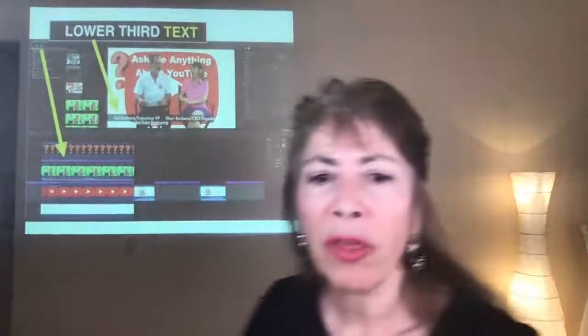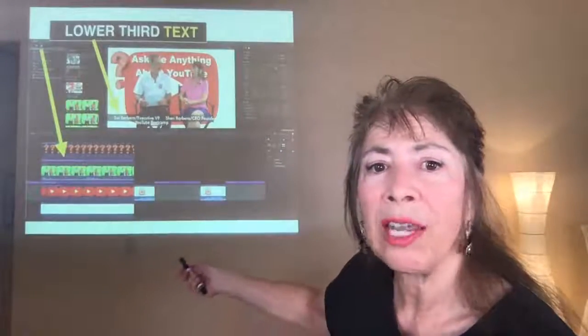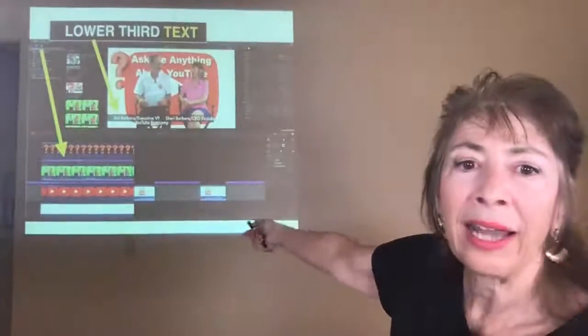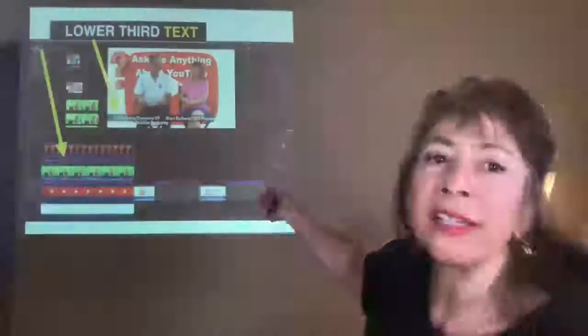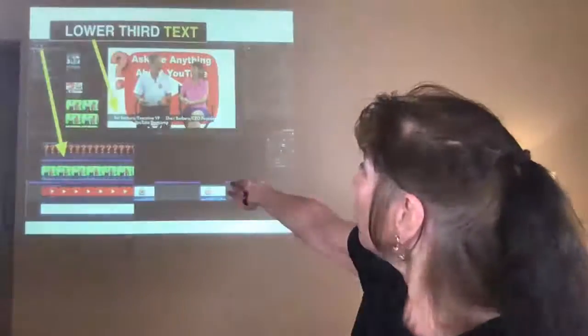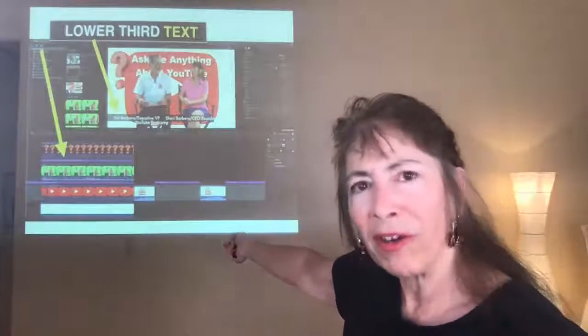So the lower third text is what you see over Sal and my legs. That is the lower third. And the reason it's called lower third is because in your video, here's the top third, here's the middle third, and that's the lower third of your video.